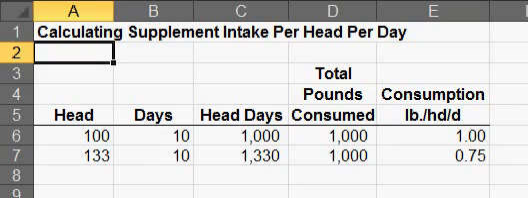Once in a while, we get calls from people with questions on how to calculate their supplement intake per head per day. And it's good to know how to do that so you can compare your performance on different supplements. I'll show how to do this here in an Excel spreadsheet.